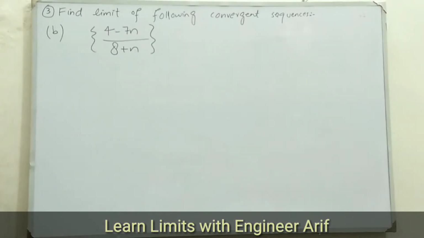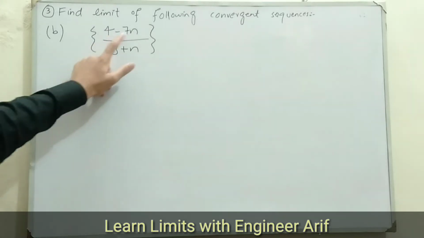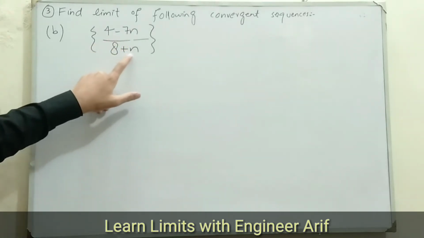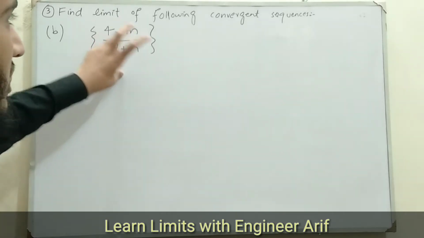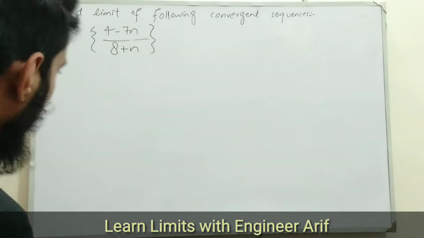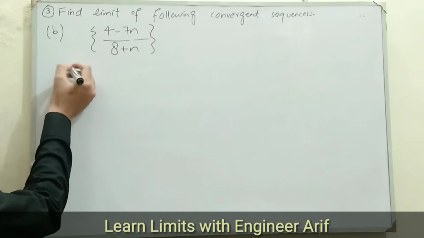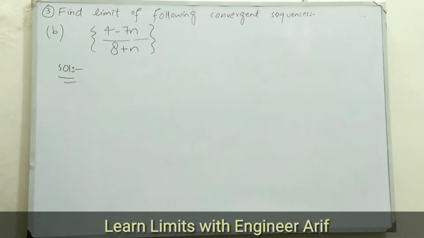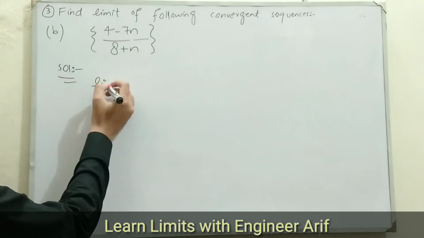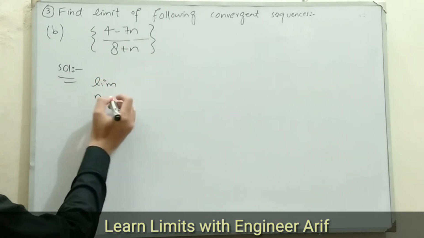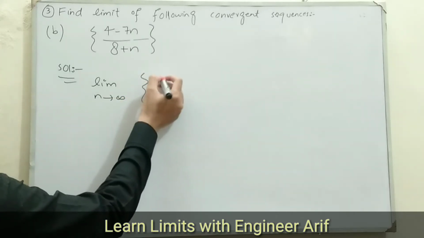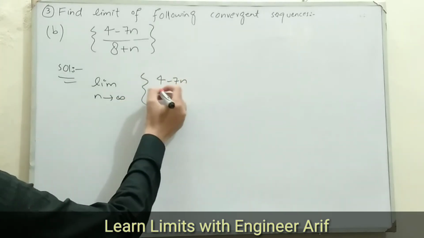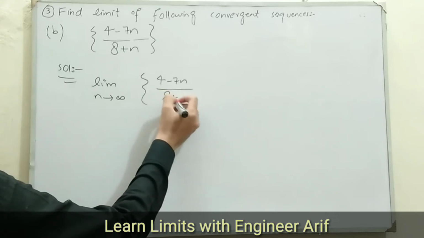Now move to part B of question number 3. It tells 4 minus 7n divided by 8 plus n. Find the limit of this fraction as a convergent sequence. So move towards the solution. In a convergent sequence, we take the variable approaches infinity. So the variable over here is n, so it means that limit n will approach infinity. After this, we have a fraction given: 4 minus 7n divided by 8 plus n.